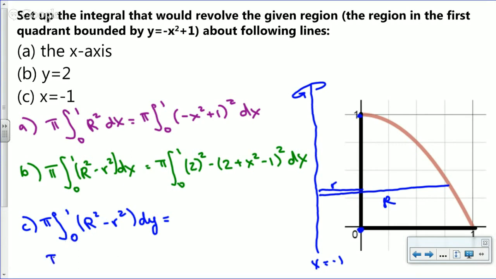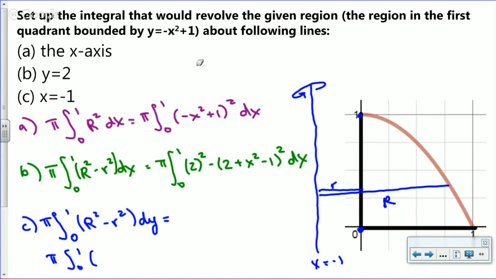So down here, pi times the integral from 0 to 1. So capital R, if I do right minus left, is going to be this function minus this. Okay, what would be wrong about using negative x squared plus 1? Because we decided everything needs to be in terms of y, right? You can't mix in your x's and y's inside your integrals.